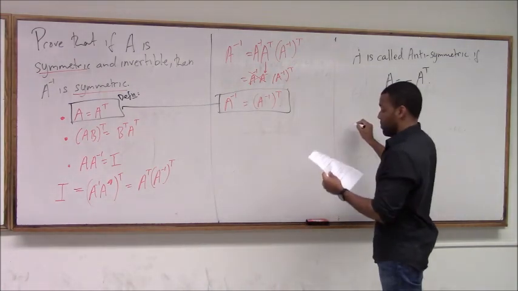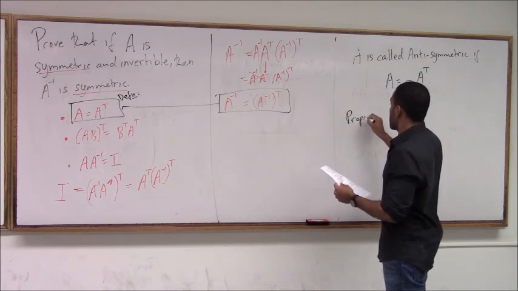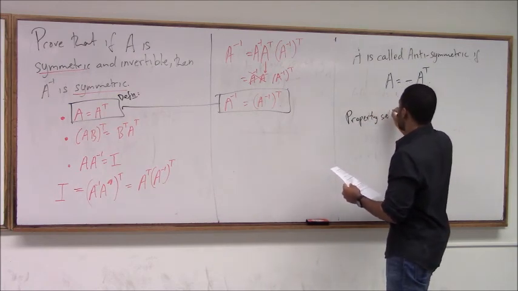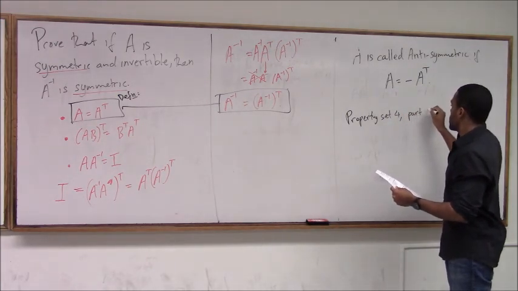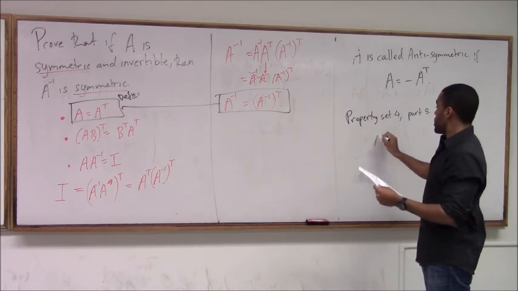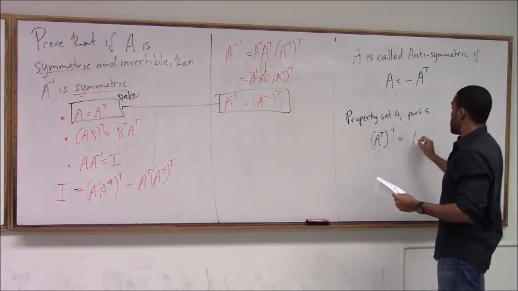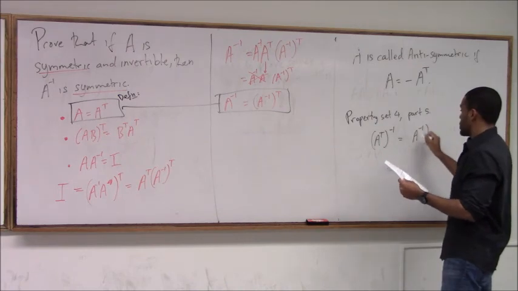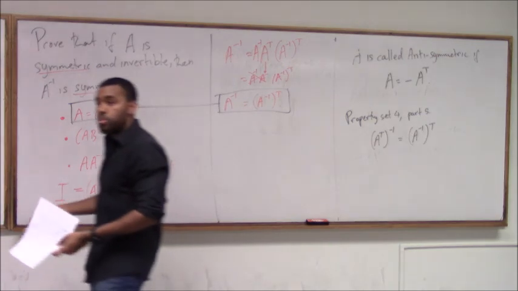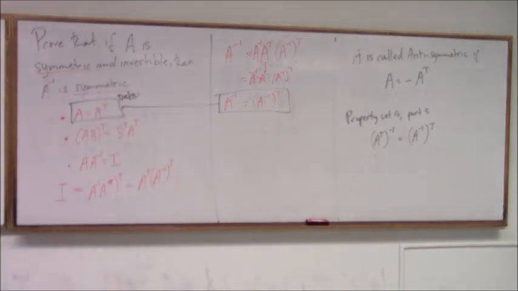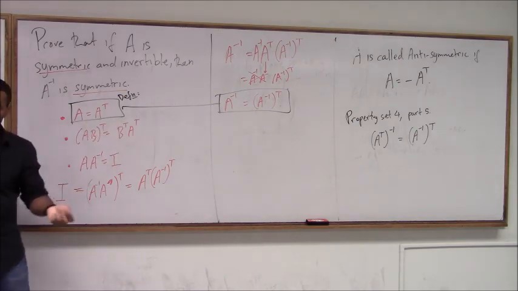So we know if I look in property set 4, part 5, I have this property, that if I take the A transpose and take the inverse, it is the same as A inverse transpose. So say you remember that property, your work would actually be a little bit easier for you, right? How could you get from this to that using that statement?